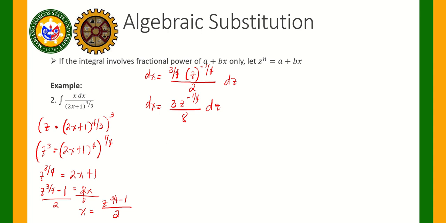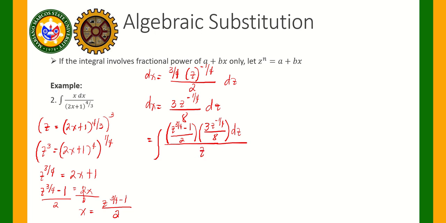Pwede na tayong mag-substitute. So, this will be equal to the integral of our x, that is z raised to 3 over 4 minus 1 all over 2, multiplied by our dx, that is 3z raised to negative 1 over 4 over 8 dz, all over 2x plus 1 raised to 4 over 3. That is our z. Okay?